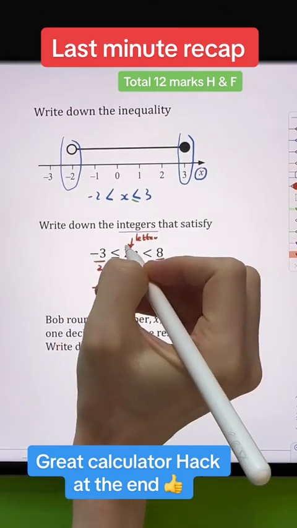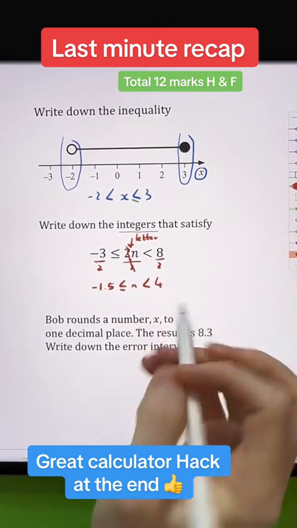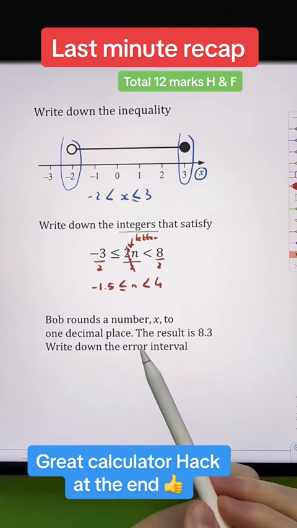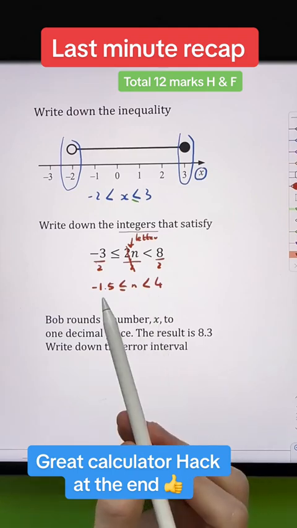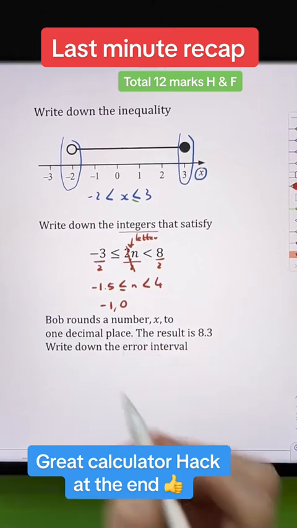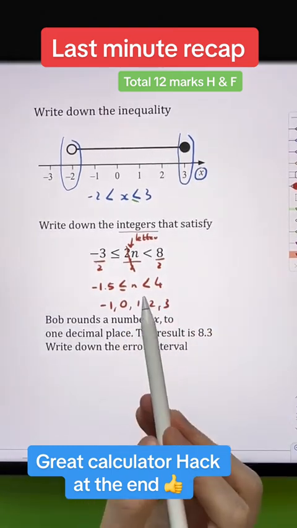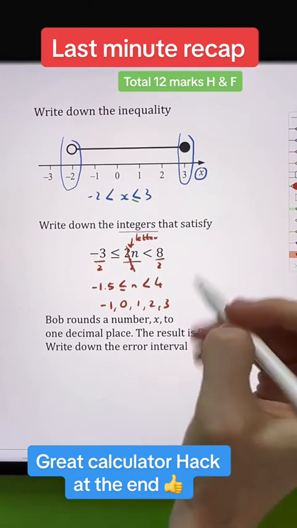In the middle, 2n over 2, the 2's will cancel to give us just n. And on the right, 8 divided by 2 gives us 4. As we were asked to write down the integers, an integer is a whole number. The first integer that's greater or equal to -1.5 is actually going to be -1. Our next integer is 0. 0 is an integer. Next integer is 1, 2, 3. We can't have 4 because it hasn't got the extra line, and therefore I stop.